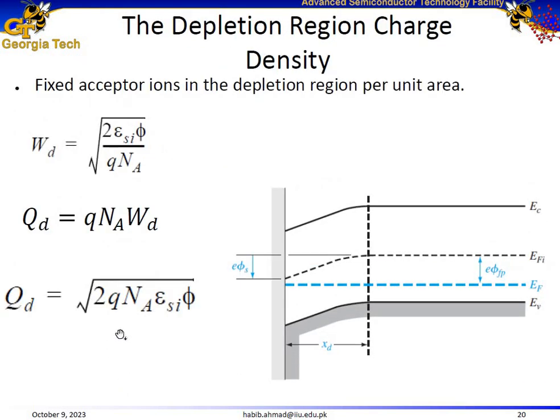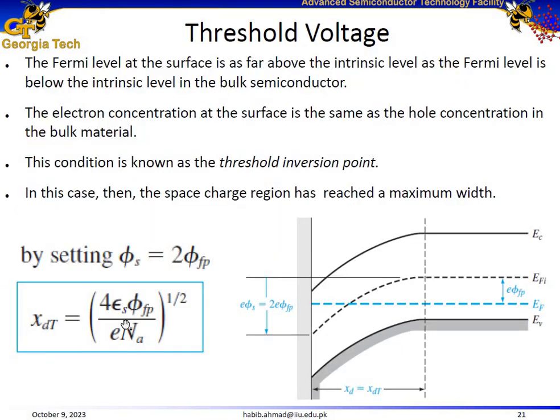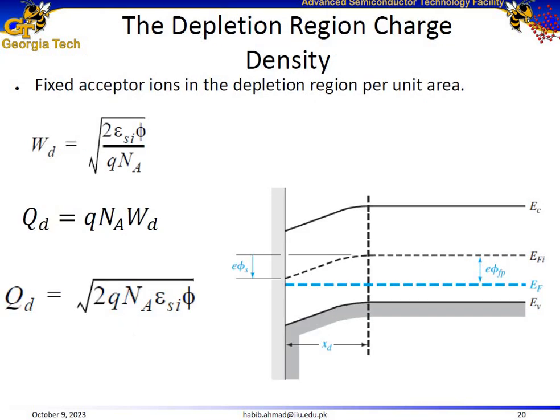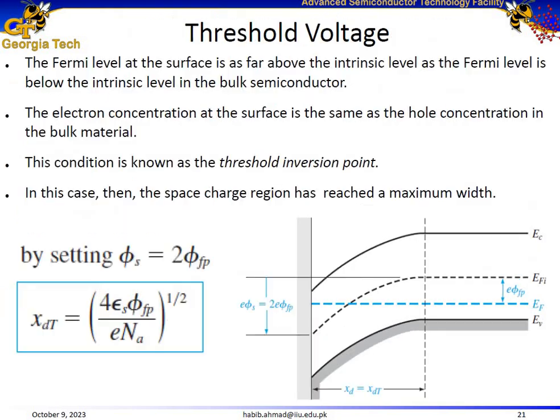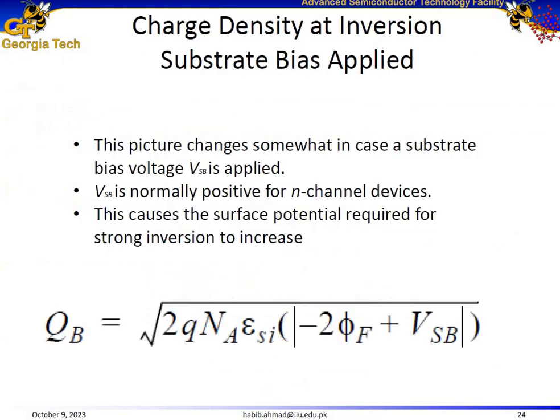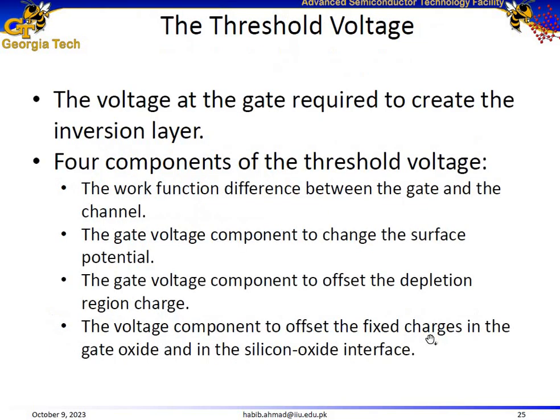So here is the formula for the depletion region charge density at 0 applied bias, or we can also say under thermal equilibrium. At zero substrate bias, not 0 applied bias, 0 substrate bias. And when we bias the substrate as well, then we need to modify this formula for the depletion region charge density. We need to add the substrate bias to it as well in this expression.